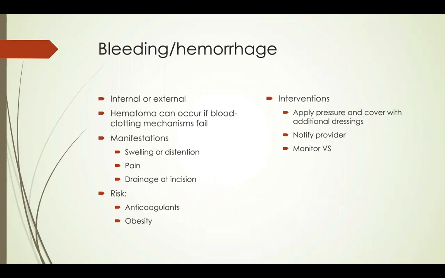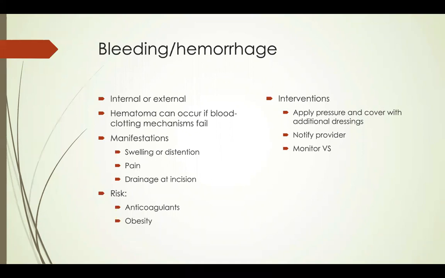Now, another complication is bleeding or hemorrhaging. Bleeding could be internal or external. So you want to think back to the bleeding and clotting lecture. Actually, I don't know if you guys have had this at this point, but in bleeding and clotting, someone could have a hematoma, and that occurs if blood clotting mechanisms fail, so like bleeding underneath. That could cause a wound that's at risk for infection, wound ischemia, necrosis, bleeding and hemorrhaging.